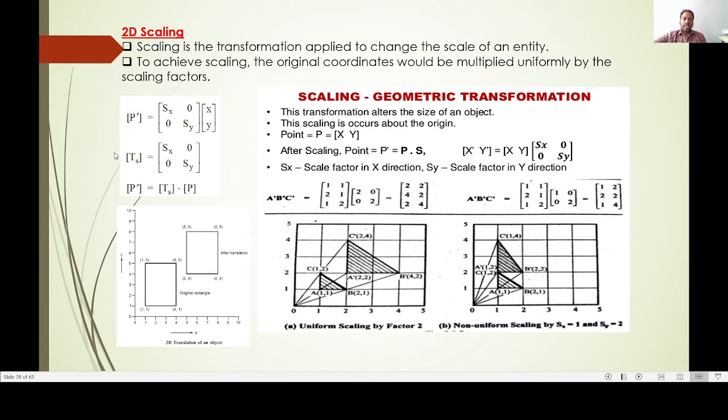So the new scaling point P dash is represented by Sx, that is scaling in the x direction, and Sy is the scaling in the y direction. Sx 0 0 Sy into x comma y. Ts is the transformation along scaling, Sx 0 0 Sy. Then the new point P dash is Ts into P.